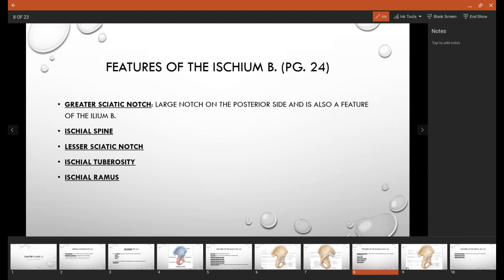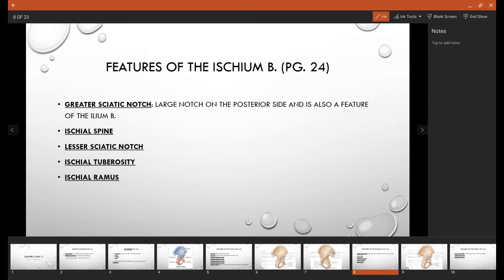If I have to specify this one is the bigger one, I'm also going to have a smaller one, and the opposite of greater is going to be lesser. So we'll see that here in just a second. Ischial spine, this is going to be the pointed bump in between both sciatic notches. That's just called the ischial spine. The lesser sciatic notch is going to be below the ischial spine, so that ischial spine is just right between the two of them, and it's going to be a much smaller indentation than the greater sciatic notch.